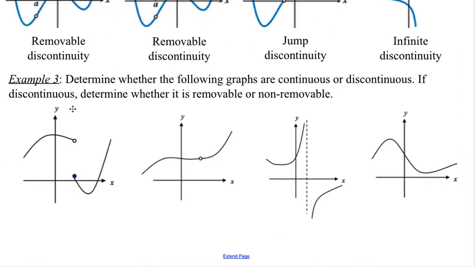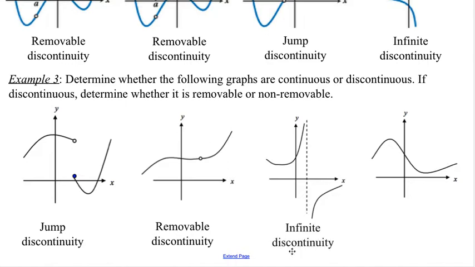So here are some examples. It says determine whether the following graphs are continuous or discontinuous. If they are discontinuous, tell whether it's removable or non-removable. Well, this one is a jump discontinuity, right? So that one is a non-removable discontinuity. This one just has a hole, so that is called a removable discontinuity. This one has an asymptote, so that one is infinite discontinuity, and that is non-removable. This one doesn't have any holes or any asymptotes, so that's completely continuous. There's no discontinuity, so we call it continuous.